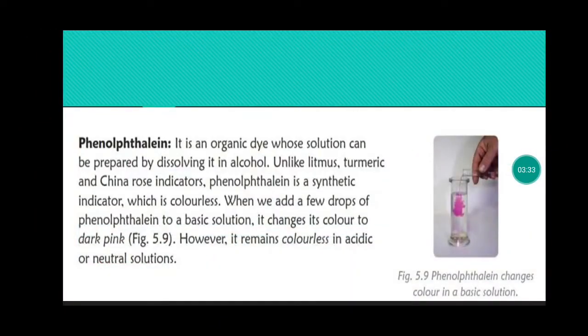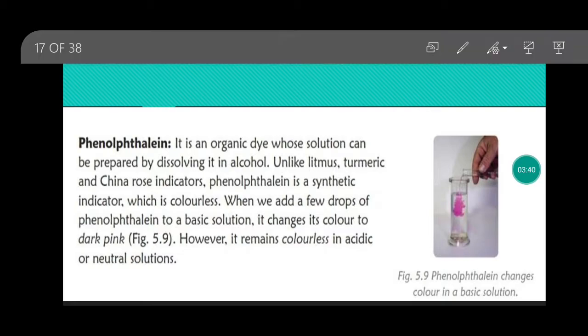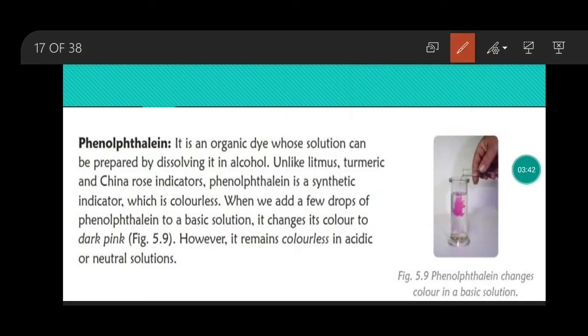That is the phenolphthalein, another indicator, that is a synthetic indicator. It is an organic dye. Here you can mark this, that it is an organic dye whose solution can be prepared by dissolving it in alcohol. So when the organic dye is dissolved in alcohol, it is changed into phenolphthalein. Unlike litmus, turmeric and China rose indicator, phenolphthalein is a synthetic indicator. What is the meaning of synthetic indicator? That means synthetic indicators can be prepared in the laboratory. It is colorless.